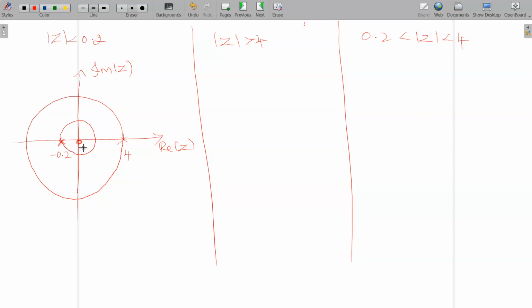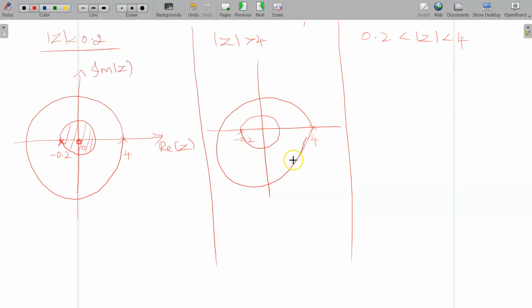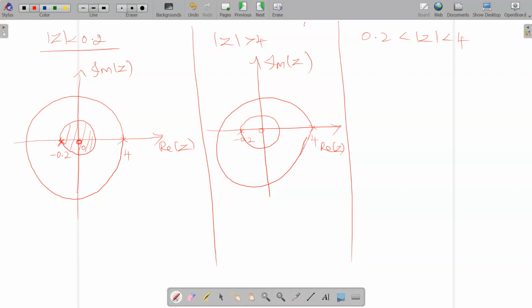Now they have given the ROC condition modulus of z less than 0.2. Less than 0.2 means your ROC comes like this. Similarly, for the others the diagram is the same, but your ROC region varies. One pole exists at minus 0.2, another pole exists at 4. Wherever you have a pole, draw one circle. This is the real part of z, and this is the imaginary part of z.